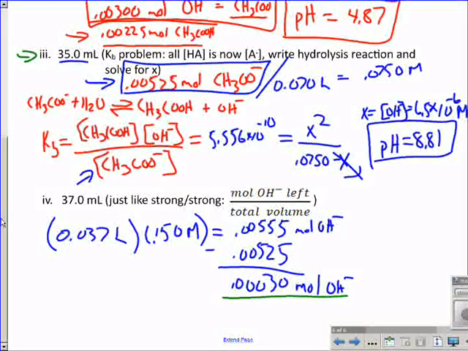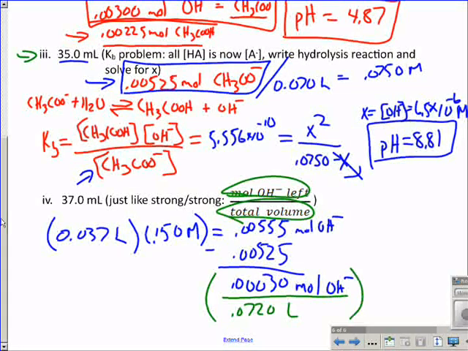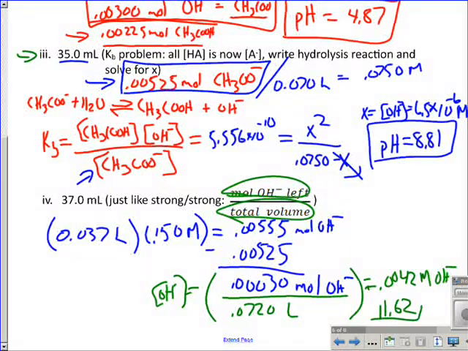So take the moles of OH left, which I just found, and divide it by the total volume. I had 37 milliliters, and I added that to 35 milliliters, so I now have a total of 72 milliliters. So it's 0.0720 liters. That gives me my concentration of OH minus, which ends up equaling 0.0042 molar OH minus. Take the negative log of that, subtract from 14, and I get my pH, which is 11.62 to 2 sig figs. So that will be my pH after the equivalence point when I've added 37.0 milliliters.